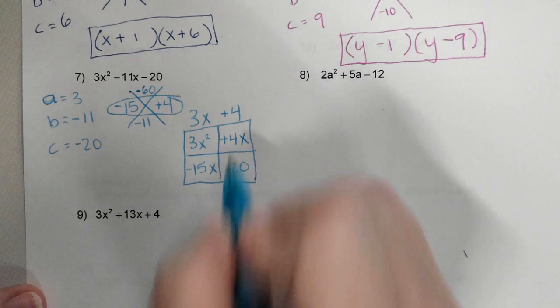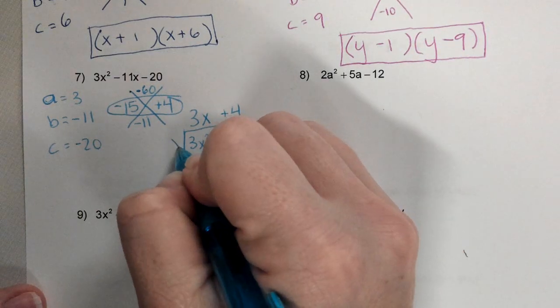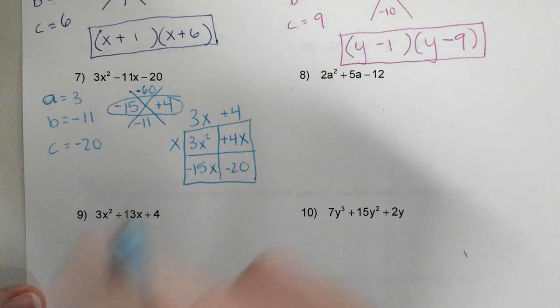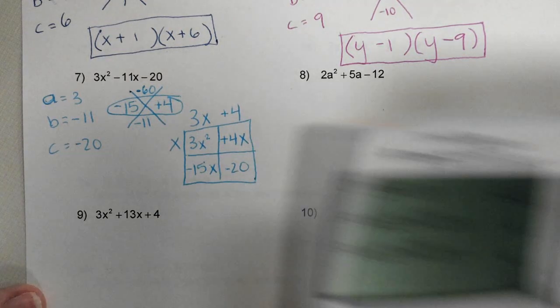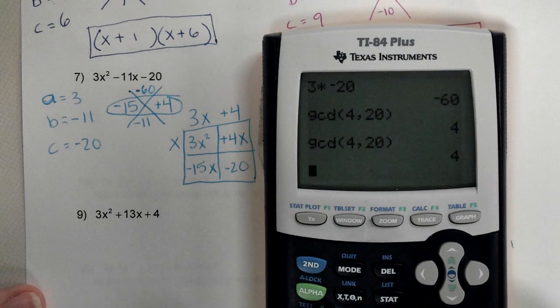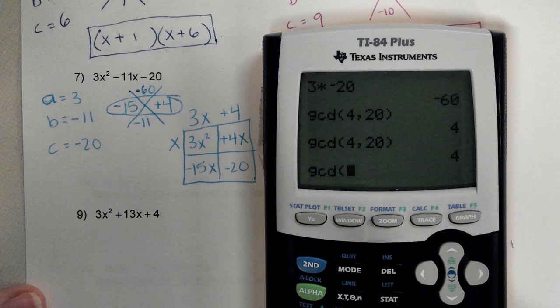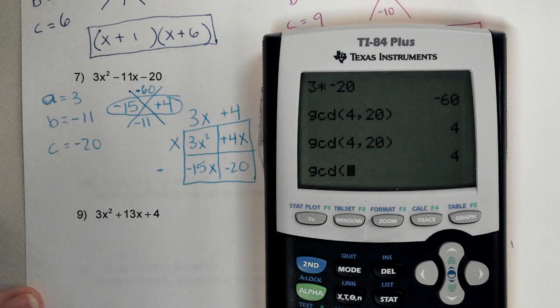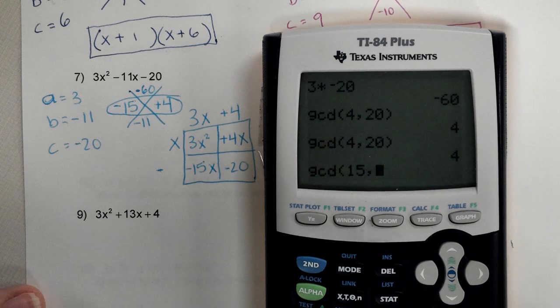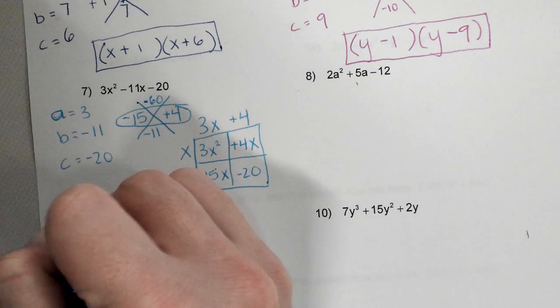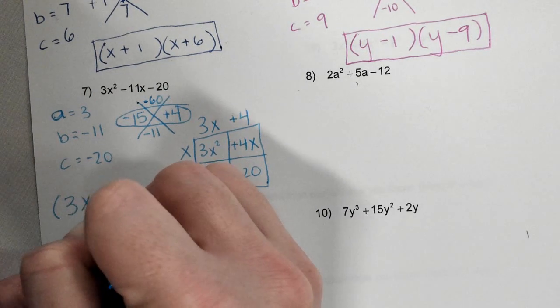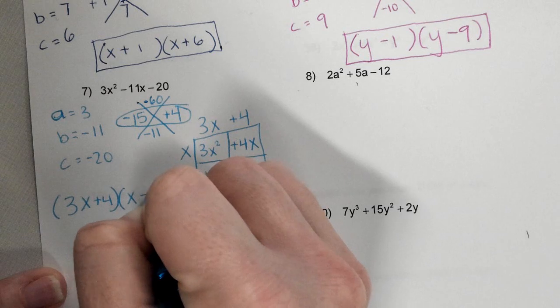Okay, now does 3 go into 4? It does not, but they have an x in common. And 3 is prime, so nothing goes into both of those. And then with negative 15 and negative 20, if you struggle with GCFs, use your calculator. So again, it's a negative box, so it's going to have a negative answer. And so remember, you have to type positives, and it's going to be 5. So my answer is 3x plus 4 times x minus 5.